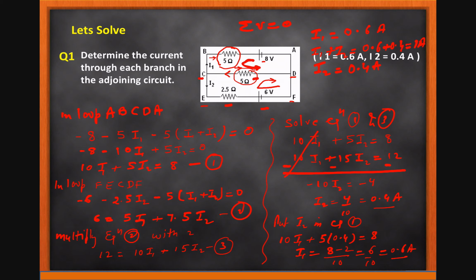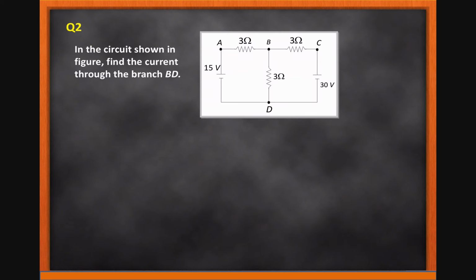Now move to question number 2. In the circuit shown in the figure, find the current through the branch BD. So we need to calculate the current here. For finding this current, we apply some assumptions. Let the current passing from the 15 volt source be I1 and the current passing from the 30 volt source be I2. At this point B, it becomes I1 plus I2.